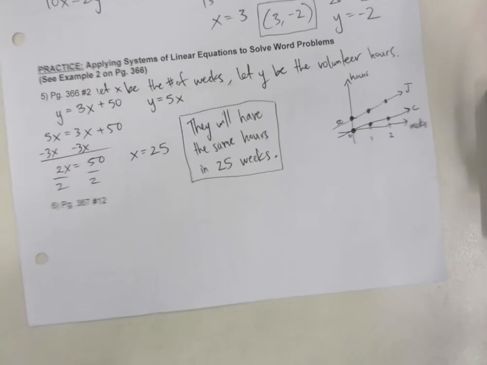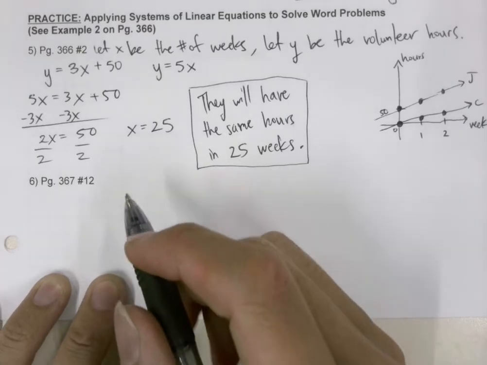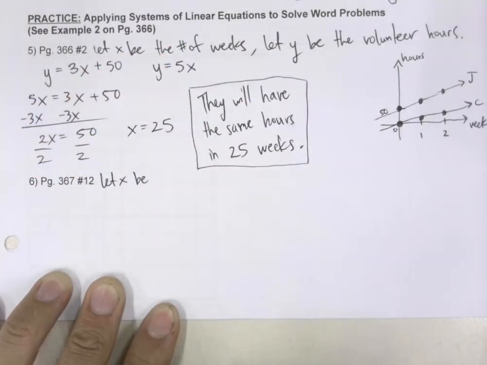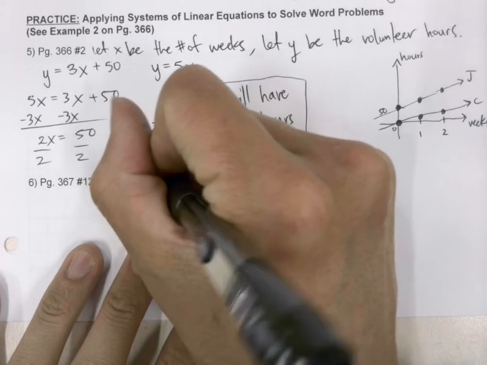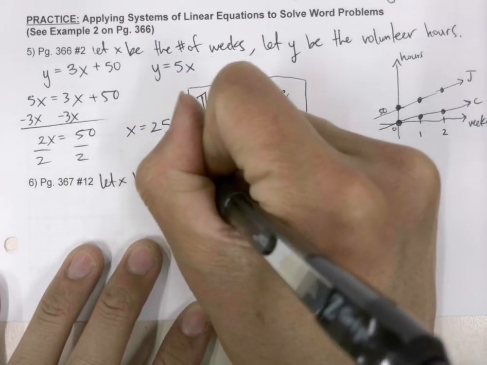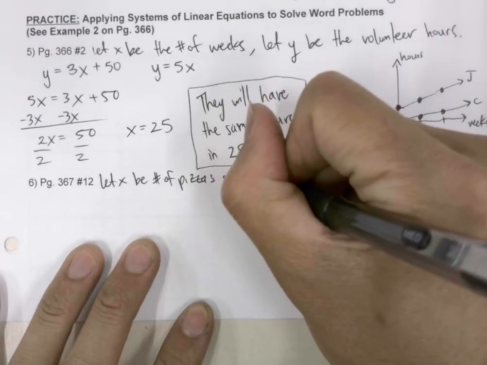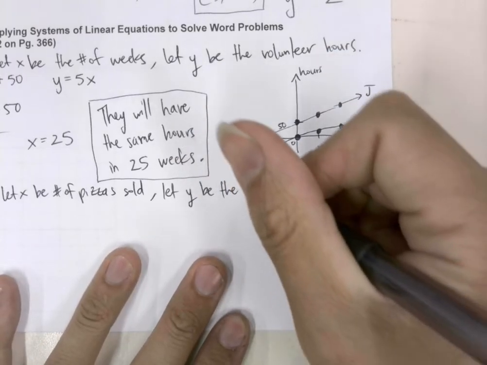All right, so let's go ahead and come back to our worksheet. Zoom out a bit. The first step to any word problem is always the same, which is to define our variables. So let's say let x be the number of pizzas he sold. Then we're going to let y be the number of subs sold.